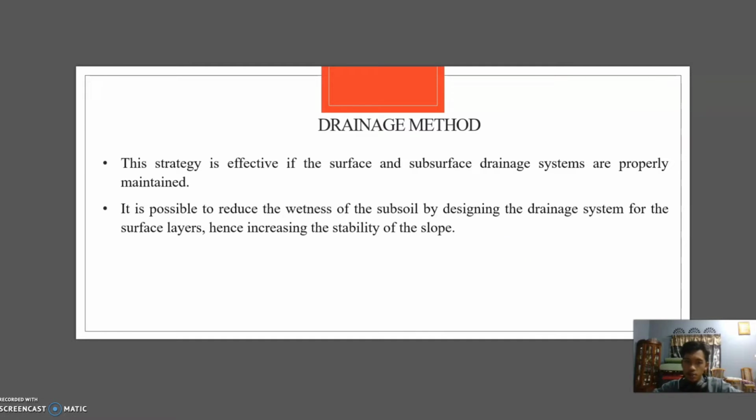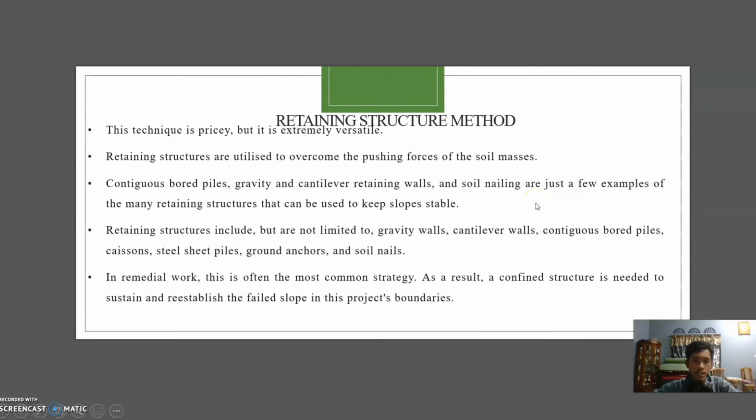The next method is the drainage method. This strategy is effective if the surface and subsurface drainage systems are properly maintained, and it is possible to reduce the wetness of the subsoil by designing the drainage system for the surface layers, hence increasing the stability of the slope. And the last method is retaining structure.